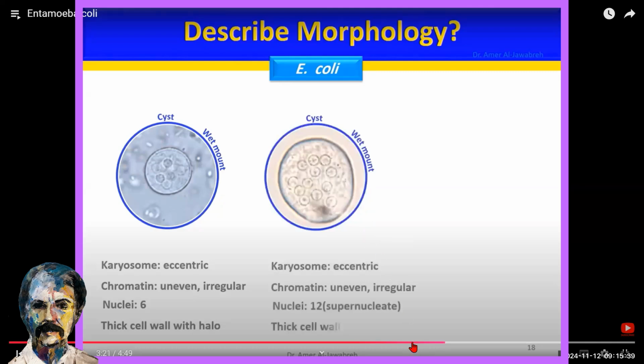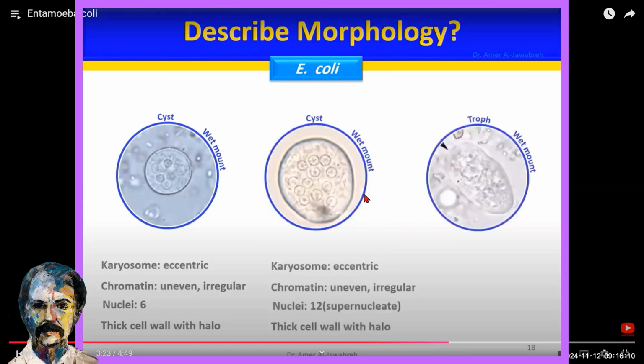12, supernucleate. You will be lucky to see one of these during your career, where there is a cyst with 12 nuclei. This is not mature, very mature. Thick cell wall, as you see here. Chromatin is uneven if you go. And look, this is karyosome eccentric. This is centric, eccentric. So you might see this or that.